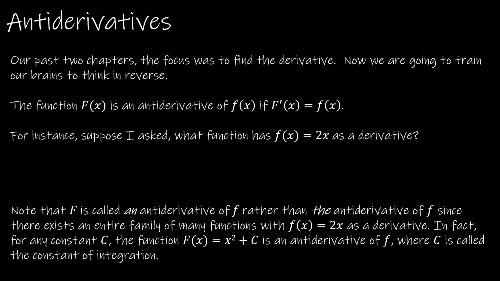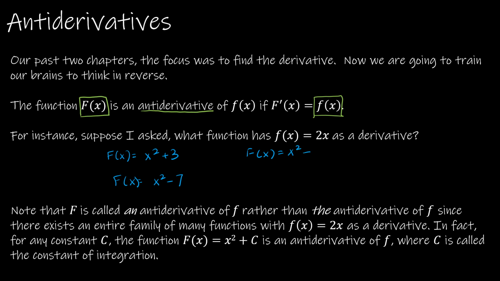Essentially, we're saying that the antiderivative of a function f of x is capital F, if when we take the derivative, we get the original function. For instance, suppose I asked, what function has f of x equals 2x as a derivative? If we were in the classroom, I would have everyone come up with an example, and we might say that F of x was x squared plus 3, or F of x equals x squared minus 7, or F of x equals just x squared.